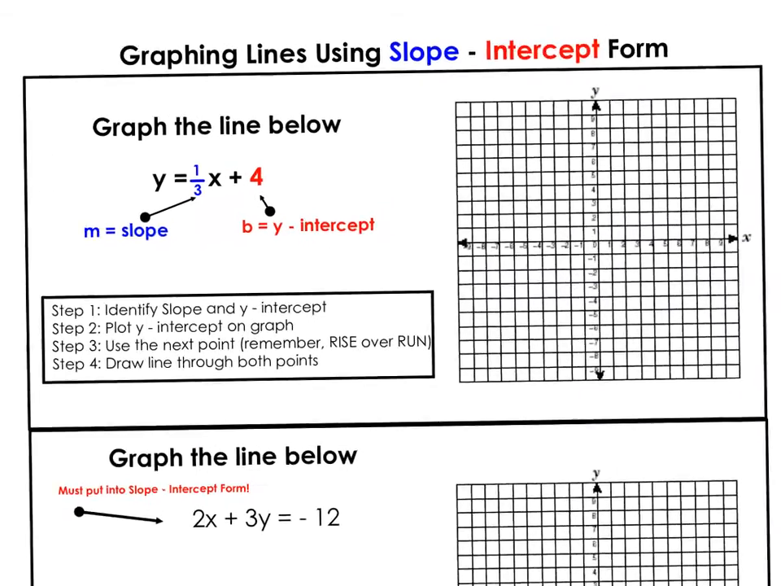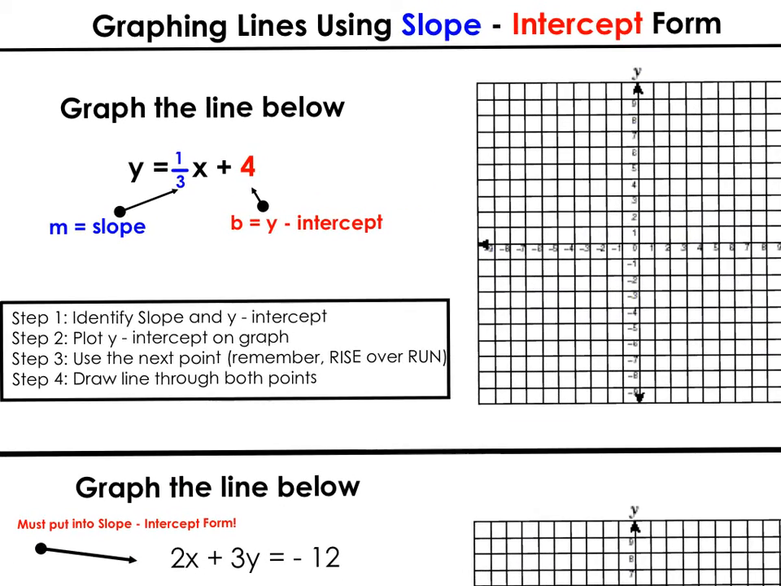So for our first one, let's just start with basic graphing. Now, you might remember how to do this. You might not, but I'll just remind you. If it's already in slope-intercept form, which it is here, you have your slope, you have your y-intercept, and you take your y-intercept, and this is where you start graphing. We go to 4 on the y-axis, and that's our first point.